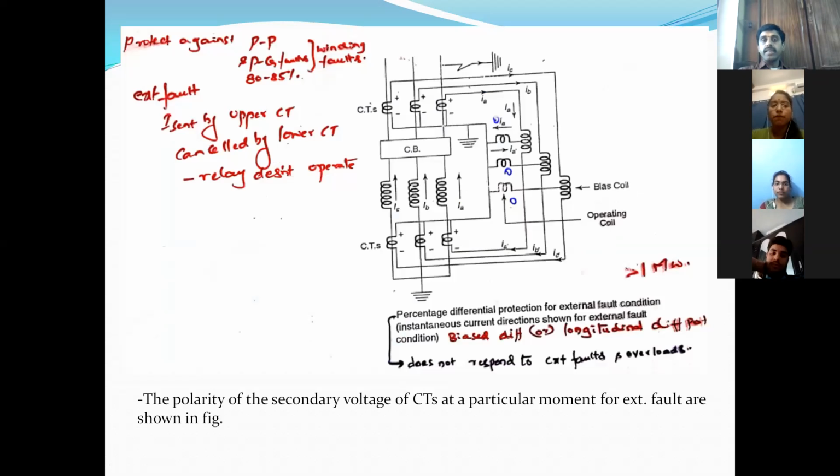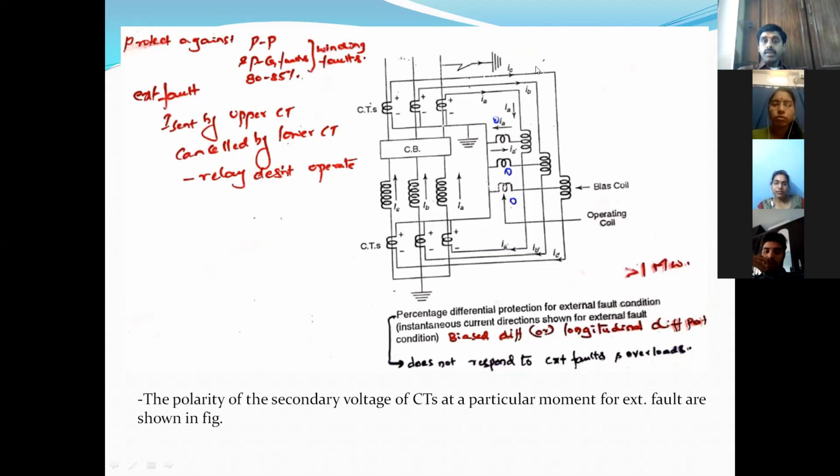Here you can observe a circuit with a circuit breaker and 3 windings. These are lower CTs, these are upper CTs. So it is a percentage differential protection for external fault condition. That means if the fault occurs outside the winding, not in the winding, it is an external fault. For that condition, the relay should not operate.